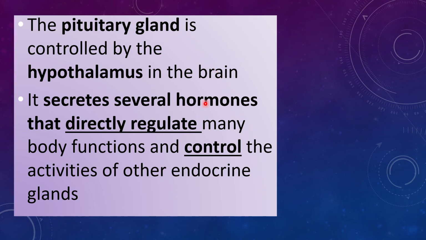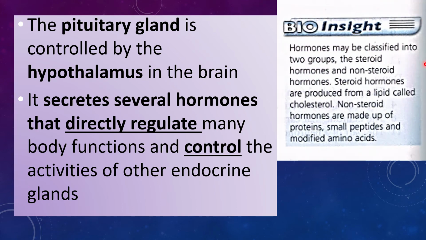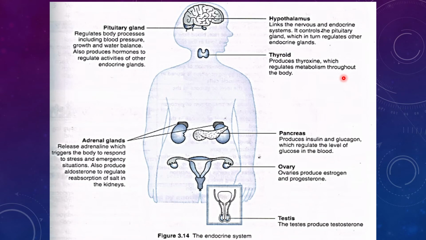Now let's look at the master gland. That is the pituitary gland, and it is controlled by the hypothalamus in the brain, which will secrete several hormones that will directly regulate many body functions, and it is going to control the activities of other endocrine glands. Okay, now there is this pituitary gland. This is the part of the brain, the hypothalamus, that links the nervous and the endocrine system. This is the thyroid gland which produces thyroxine in regulating the metabolism.